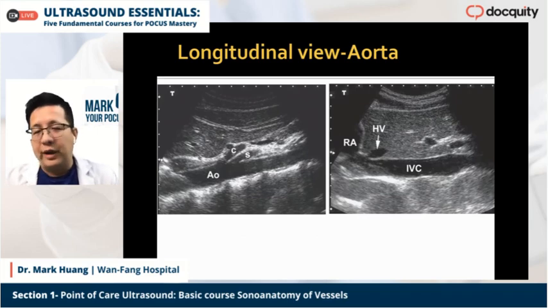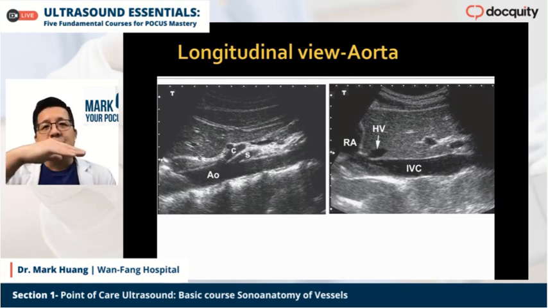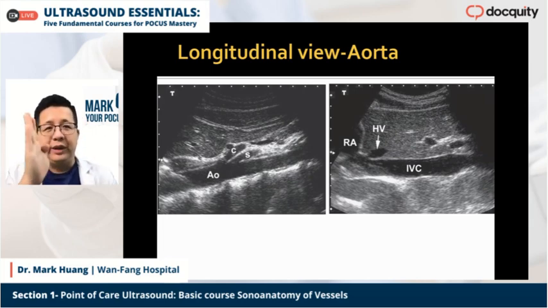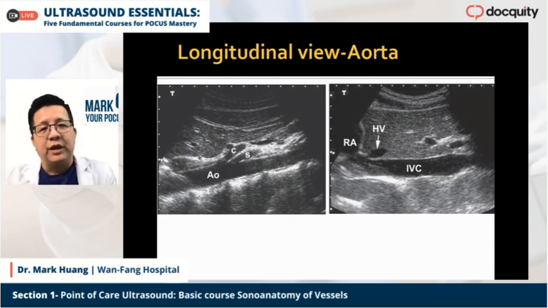Okay, so let's turn to the longitudinal view, which means the sagittal view of the aorta. How to do that? Rotate clockwise very smoothly 90 degrees. You can find the longitudinal view of the aorta. You can see the aorta, and you can see the first division is the celiac trunk, and very close you can see the SMA.